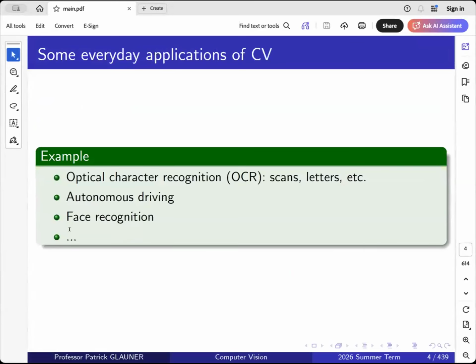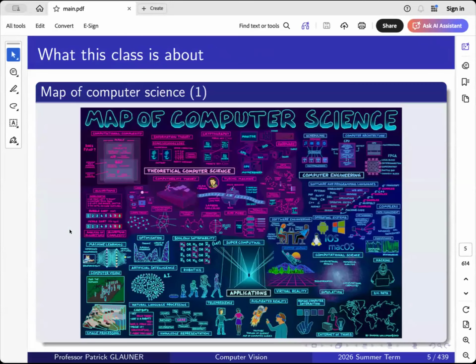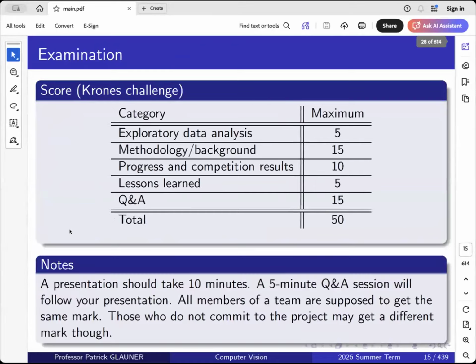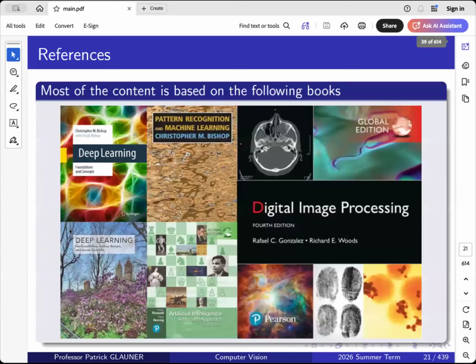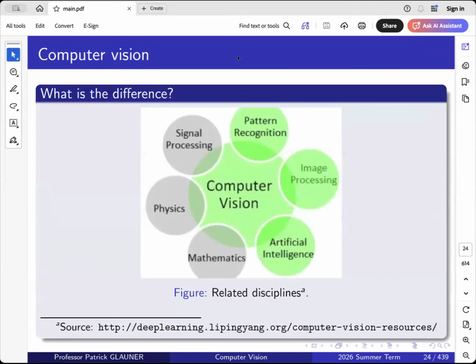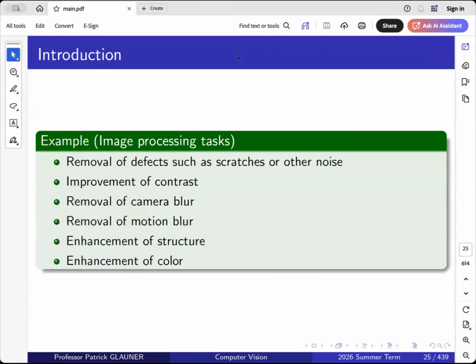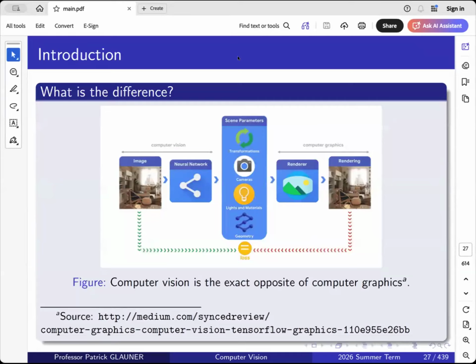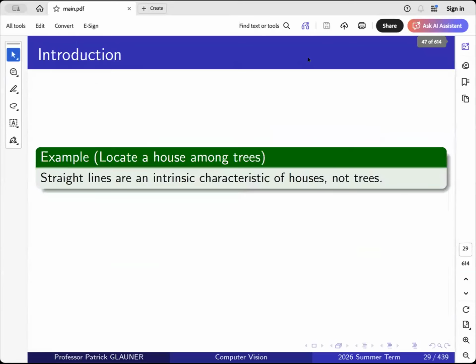Last week, we looked at what the field of computer vision actually is. We saw applications. We discussed the organization of this course and the schedule. We then talked about some of the recommended literature in addition to the slides. And we saw that computer vision has an intersection with lots of other disciplines. We saw the relation between image processing and computer vision, and we saw that computer vision is the exact opposite of computer graphics. So computer vision, computer graphics, just the opposite.